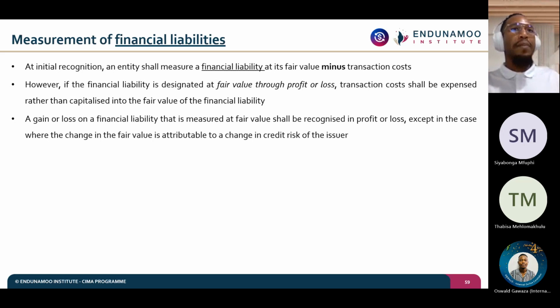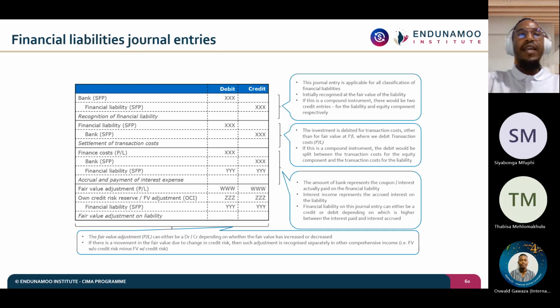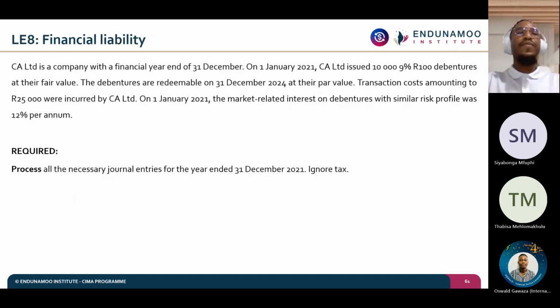Otherwise, they're capitalized. A gain or a loss on a financial liability that is measured at fair value shall be recognized in profit or loss, except in the case where the change in the fair value is attributable to a change in the credit risk of the issuer. You're never going to worry about instances where the credit risk of the issuer changes, so please do not concern yourselves about that. Again, this is just to demonstrate the financial liabilities. Please read through these slides at your leisure. We're going to take examples to demonstrate these.